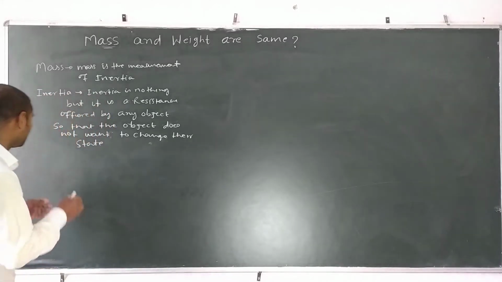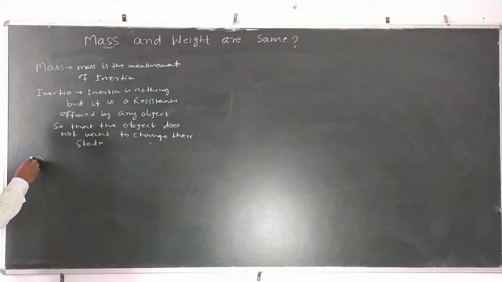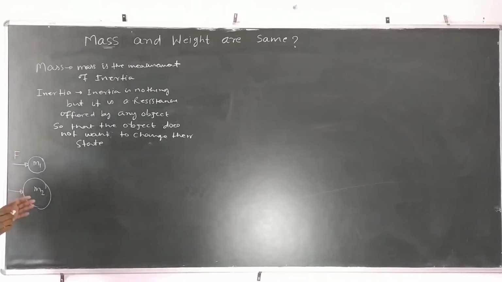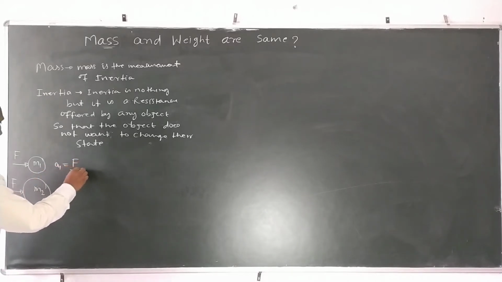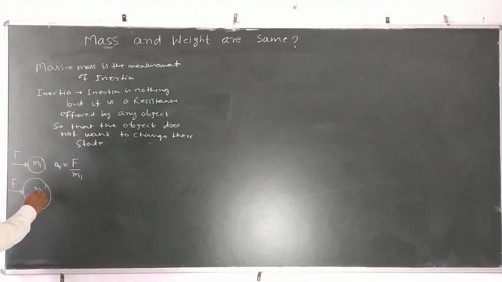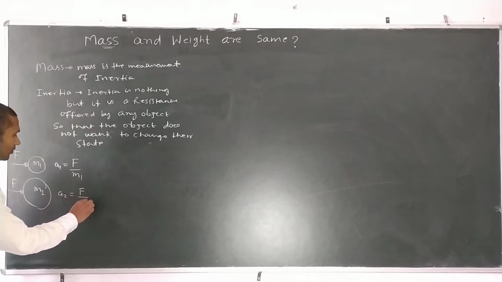Let us see here what inertia is. Suppose an object having a mass of m1 and another object having a mass of m2, and both objects have the same force F. Then what about their acceleration? The acceleration of the object m1 becomes F upon m1, and the acceleration of the object m2 becomes F upon m2.